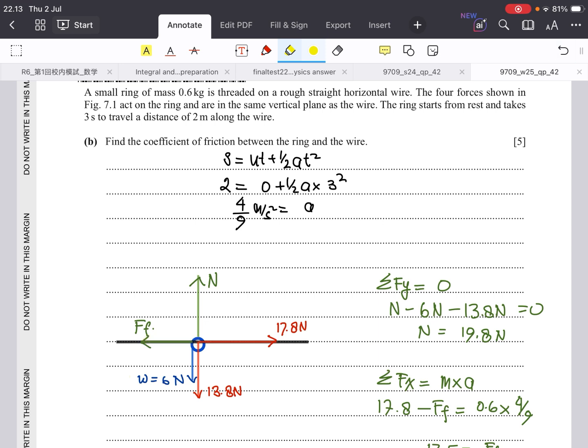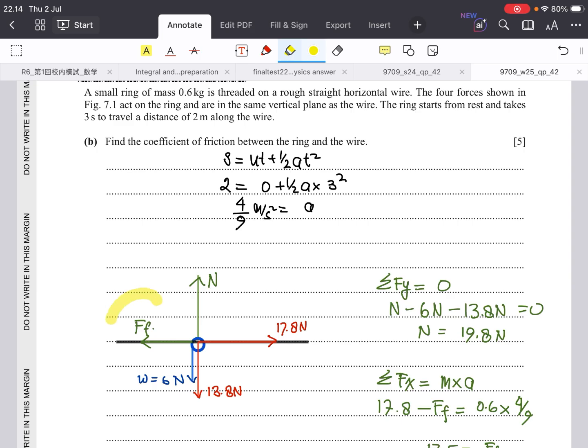Now how to find the normal contact force? We can use the condition that the net force in y direction is equal to 0. So N minus 6 minus 13.8 newtons is equal to 0. Downward is negative. So the normal contact force is 19.8 newtons.